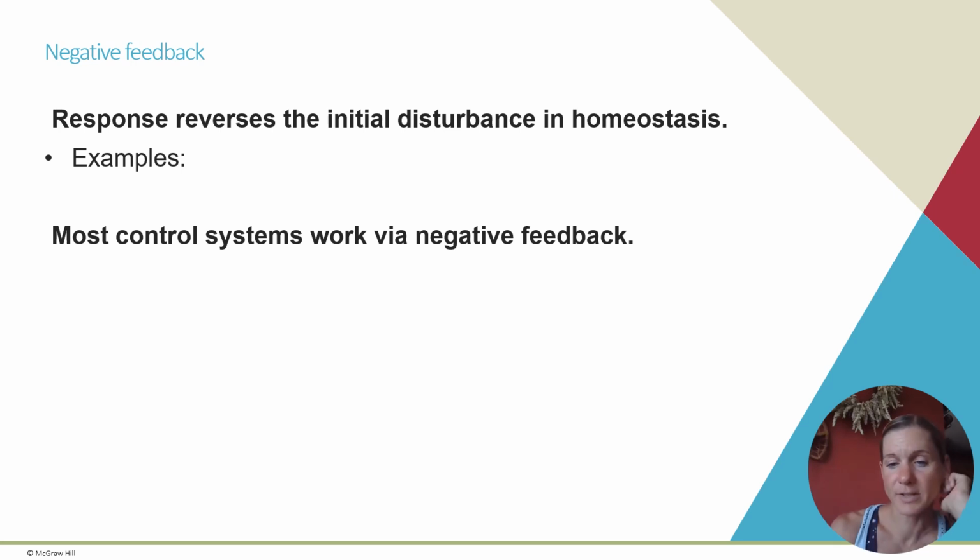Again, most of our control systems work through this negative feedback loop. If blood pressure gets too high, we have a response that's going to cause blood pressure to lower. Once we get back into that normal range, that system will shut off and will stay at whatever that range was.